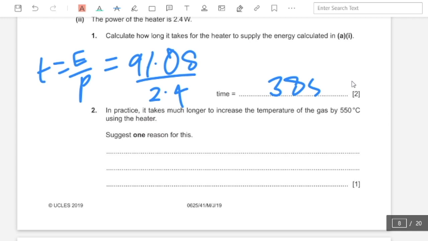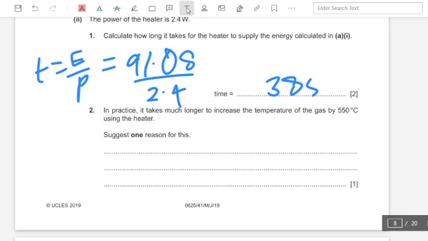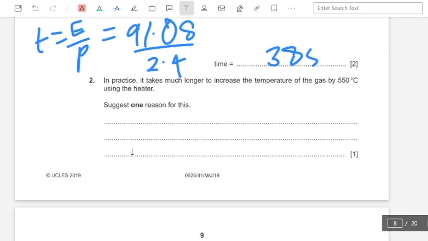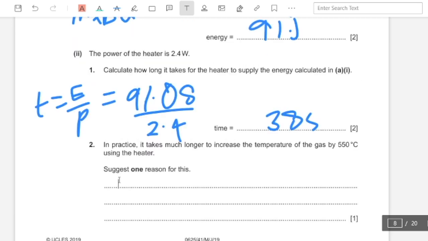Alright. 2. In practice, it takes much longer to increase the temperature of the gas by 550 degrees Celsius using the heater. Suggest one reason for this. So that could have been that the energy gained is being lost to the environment, so it takes longer to keep gaining it until the temperature change is 550 degrees Celsius.